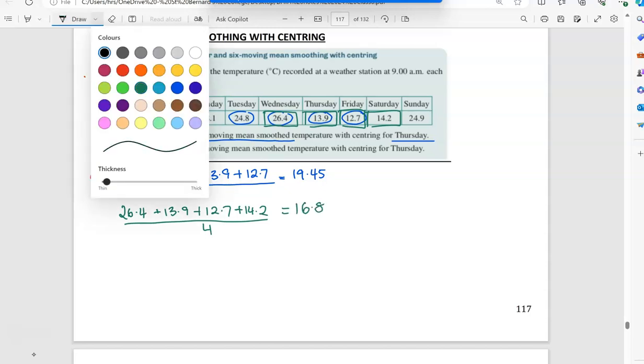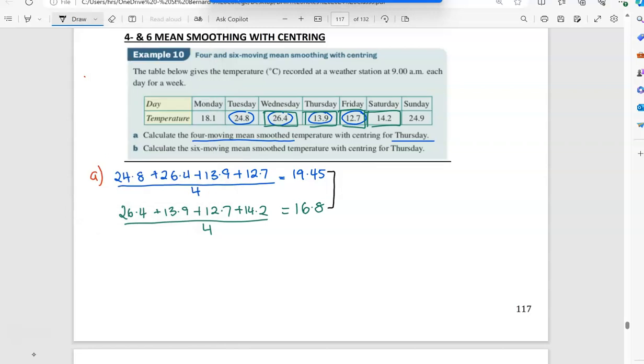So once you've got those two, then we do the centering. And the centering is always you just add the 2 together and divide by 2. So this was for Thursday. 18.125 was for Thursday. So here, if you want to write a note, for 4 mean, I chose one set where I went 2 below, 1 above. And the second set was 1 below and 2 above. Okay, that was when we had 4 mean.